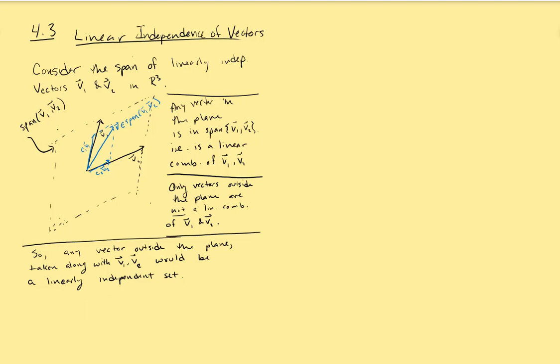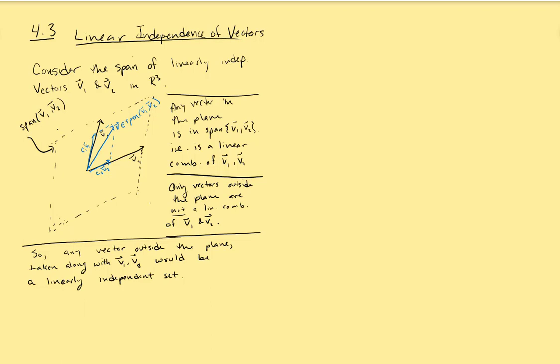In this video, the last video of the lecture for section 4.3 on linear independence of vectors, we want to see a little bit more about how to think about linear dependence versus linear independence and wrap up with a few examples.